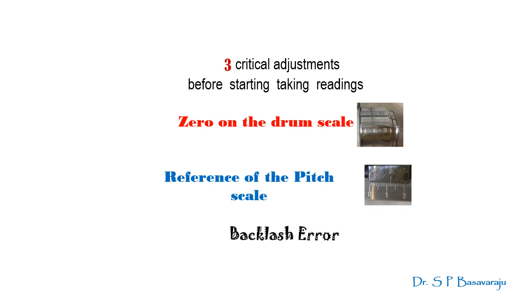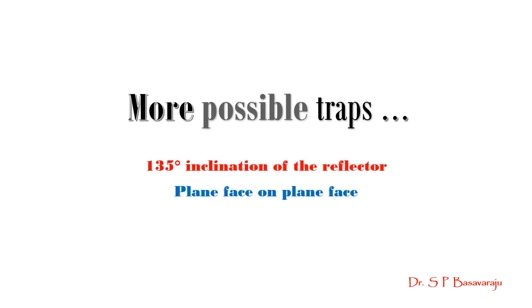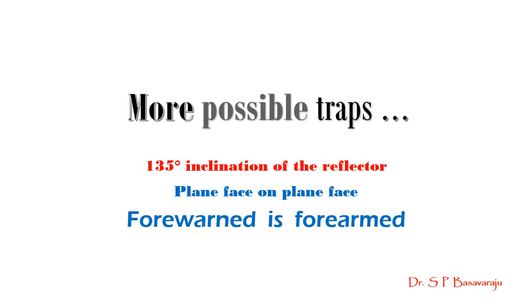Added to these three, there are other possible pitfalls also, like that of 135-degree inclination of the reflector, plane face of the lens on the plane glass plate, and similar problems. Even one of these is enough to play spoil sport in your experiment and frustrate you. However, forewarned, as we all know, is being forearmed. I have explained each of these issues in the next discussion and suggested remedies to every one of them. They are all simple anyway.